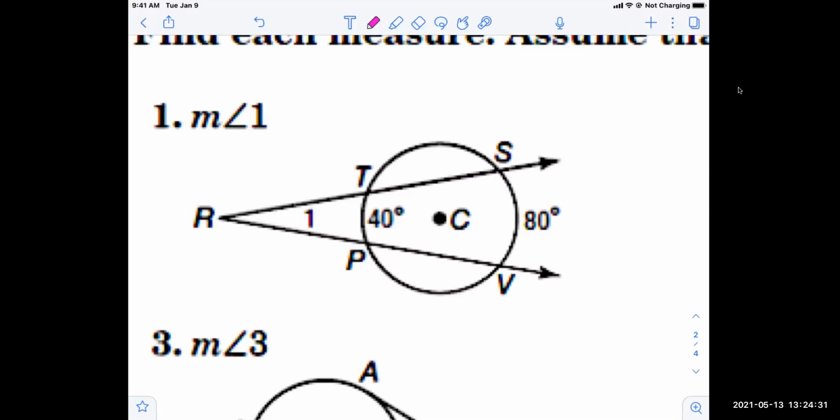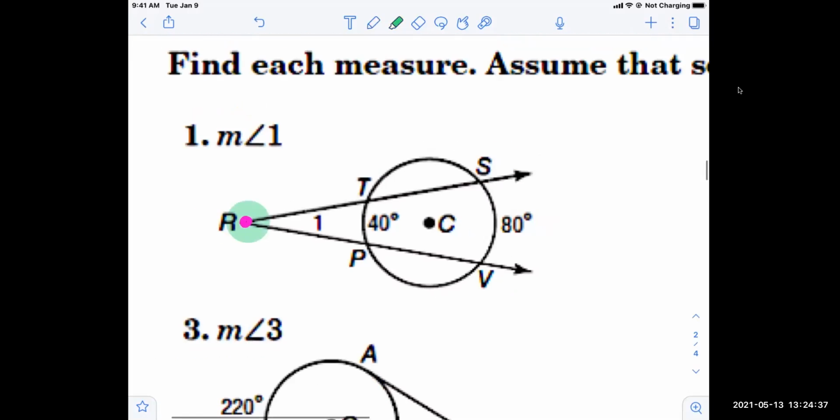Where's the vertex? All right, so the vertex is at R. Okay, so it's all the way back there. So those lines are inside the circle. They would just be like d. So we'd have to do n equals angle 1, 1/2.